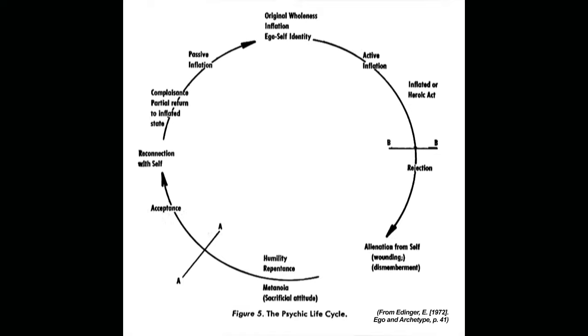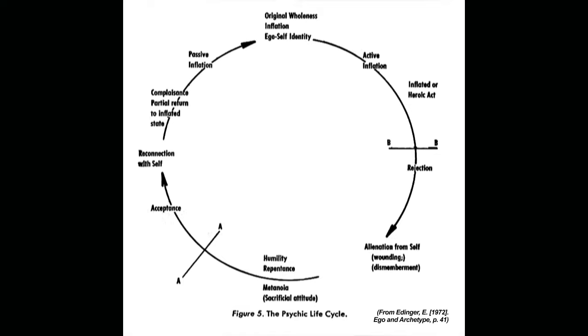So it's a sense where the energy is there, I'm feeling okay, everything is working. But if I don't have that ego-self axis, if I'm not in touch with the fact that it's not my energy, it's an energy that's gifted to me by virtue of being a participant in life, in reality, if I think it's all me, then I move into active inflation. This is a Jungian term, which means I'm identified with the archetype. I think I am the archetypal energy. And in that state of active inflation, I do something which is an inflated or heroic act. In other words, it's a little bit more than I can handle.